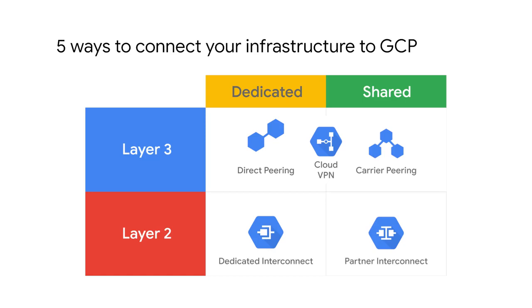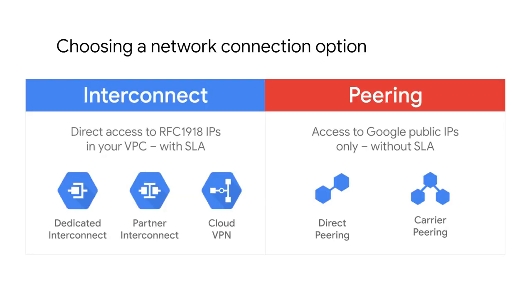Now that we have discussed all the different connection services, let me help you determine which service best meets your hybrid connectivity needs. I started this lesson by introducing the 5 different ways to connect your infrastructure to GCP. I split these services into dedicated versus shared connections and layer 2 versus layer 3 connections. Another way to organize these services is by interconnect services and by peering services.